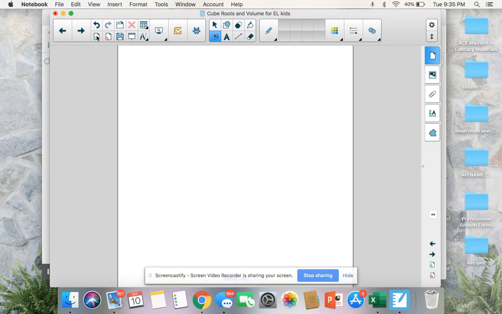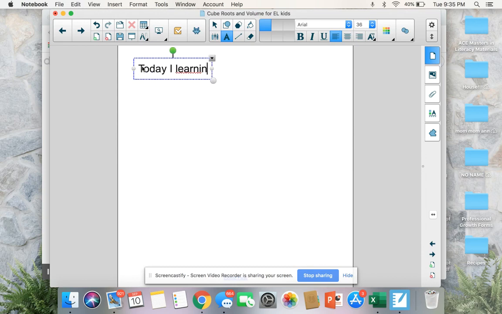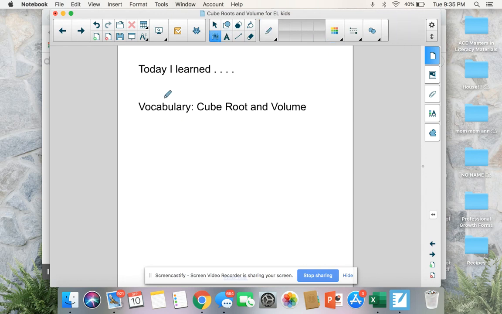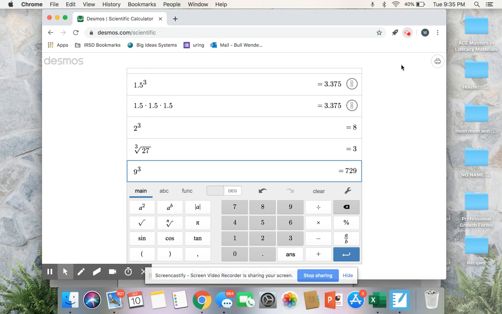So real quick, now that I'm thinking about it, some good sentence starters would be, today I learned. Okay, and again, that can be in English or in Spanish. And then some vocabulary that you should use is cube roots and volume. Okay, so those are the vocabulary terms that you should use. But then you're going to write your own summary. So after this, you're going to write your own summary in your own words. Please raise your hand if you have any questions or don't understand something.